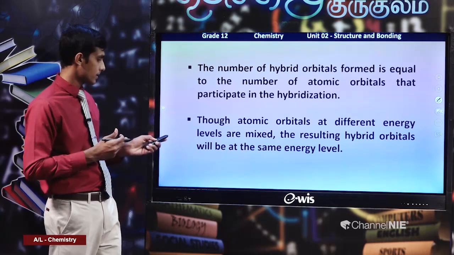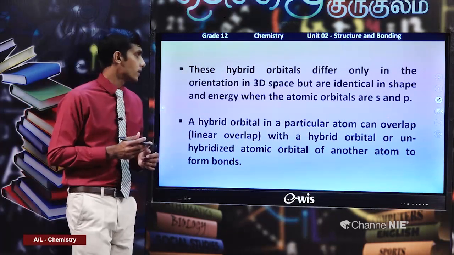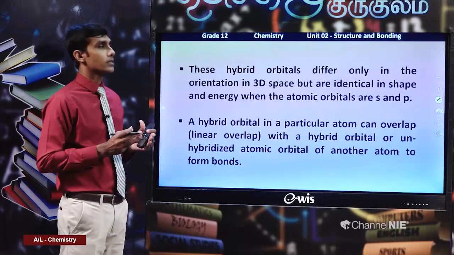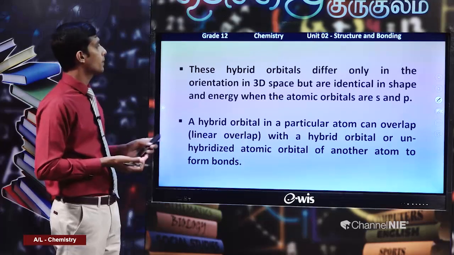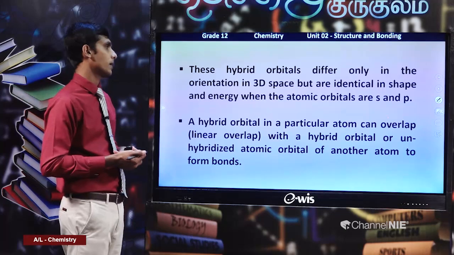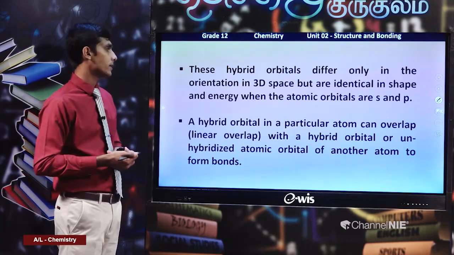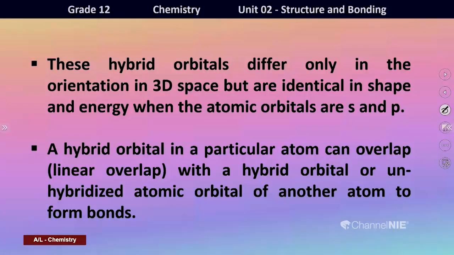So, we are going to discuss that part in detail here. Before that, we will try to understand the important points regarding hybridization. After that, I will explain one by one. So, these hybrid orbitals differ only in the orientation in 3-dimensional space, but are identical in shape and energy. When it comes to the s and p orbitals which are involved in hybridization, their shapes are actually different and their energies are also different.